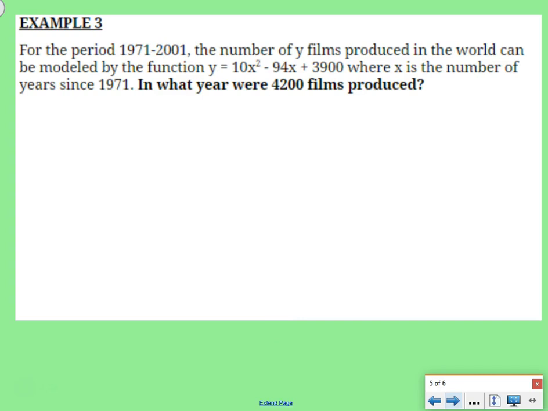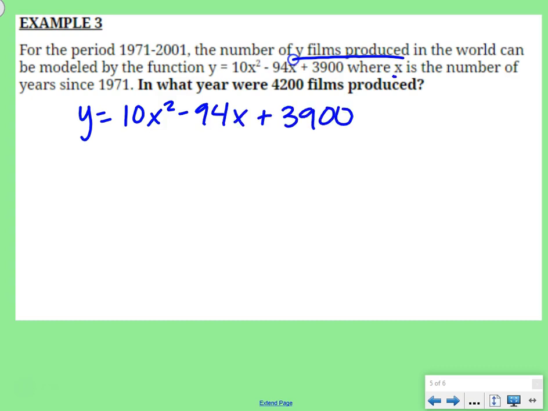Next example, we have example 3 on the back of your paper. For the period of 1971 to 2001, so for 30 years, the number of films produced in the world can be modeled by the function y equals 10x squared minus 94x plus 3,900, where x is the number of years since 1971. So if x was 0, that would represent the year 1971, and so forth. In what year were 4,200 films produced?